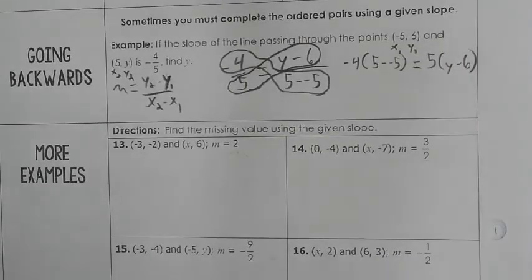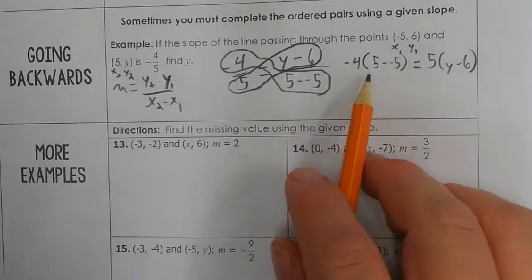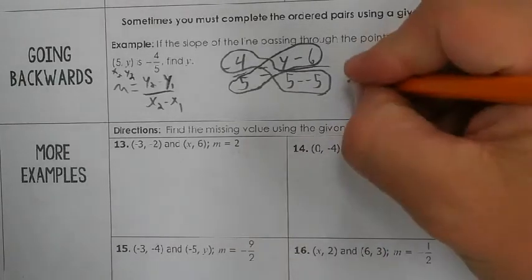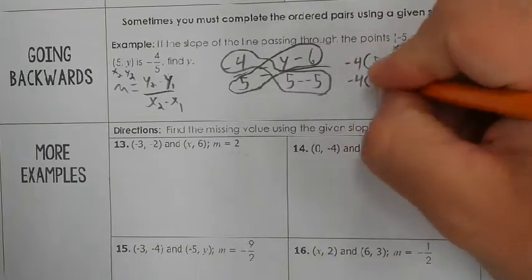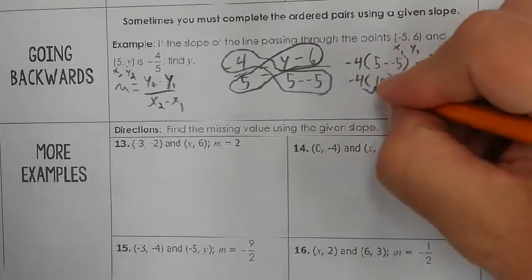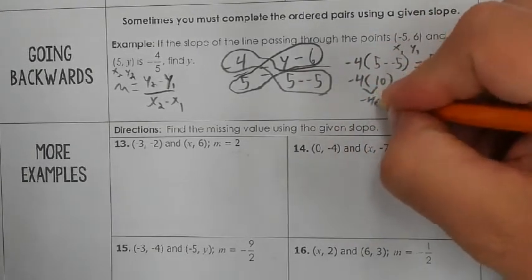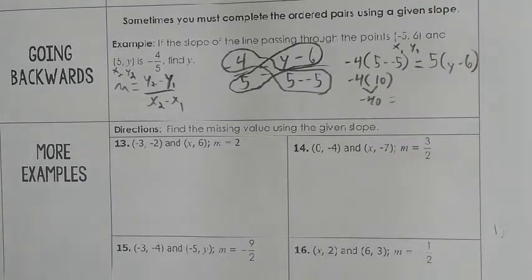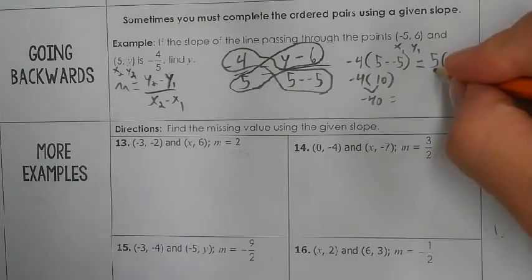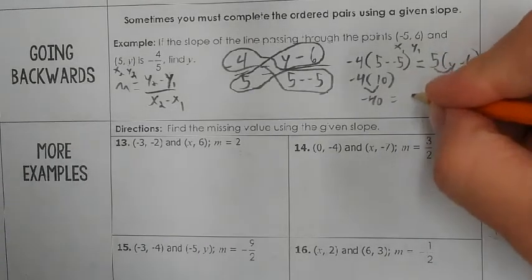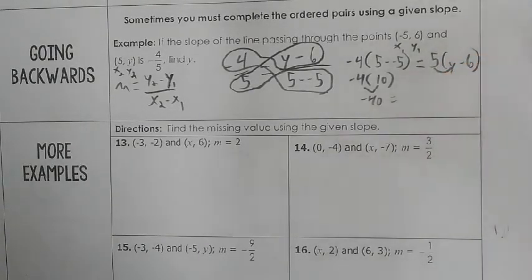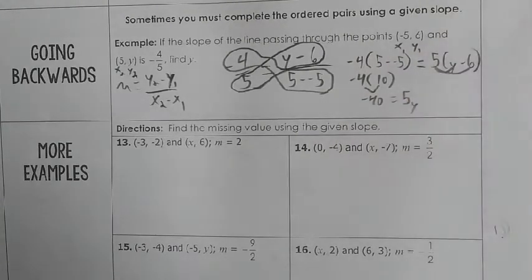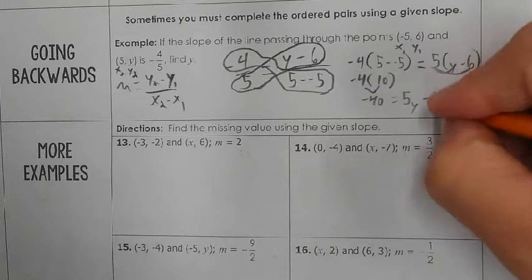So we have to cross multiply on this. Well, this left side you could just do 5 minus negative 5, which is 10. Then negative 4 times 10 is negative 40. So that's our left side. That part was pretty easy. The right side we got to distribute. 5 times y is 5y. And then 5 times negative 6 is minus 30.